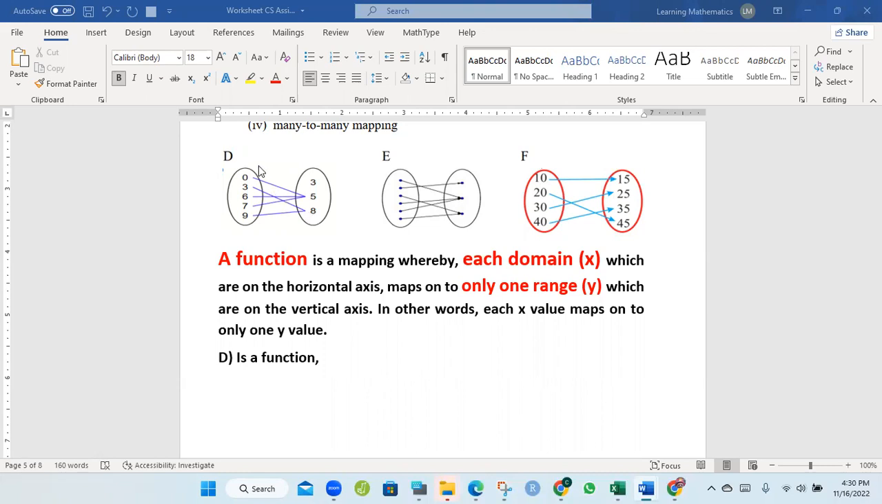Why is it a function? Because each x value has only one y. Each domain has only one range. So it is a function. And furthermore, it is a many-to-one function. And by the way, there are two types of functions, many-to-ones and one-to-ones. So that's a many-to-one function, it's a many-to-one mapping.